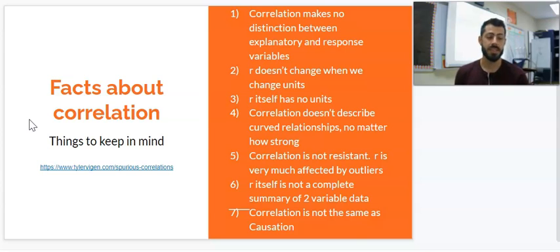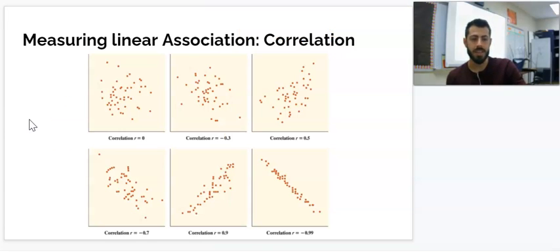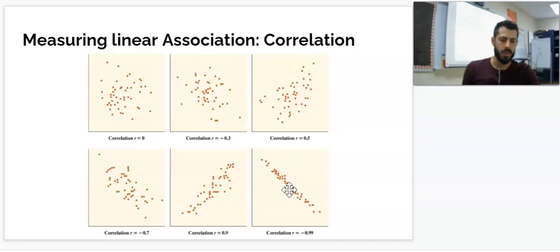Correlation is not resistant. R is very much affected by outliers, right? If I go back, you look at what correlation is in practice. The thing that makes R strong versus weak is how close the points are to each other. If I add 1 or 2 points that are outside of the range of the rest of them, that is going to significantly decrease my strength. They change my value for R. So, of course, R is very much affected by outliers.